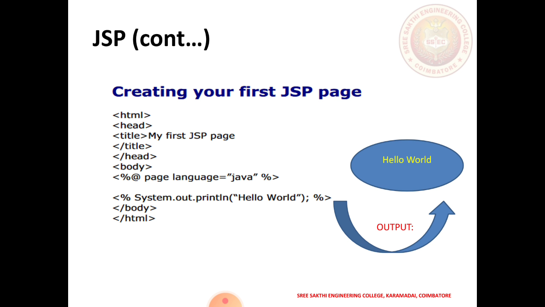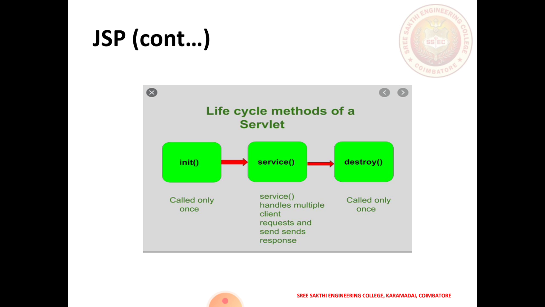This will be a simple JSP page. The JSP code is embedded inside the HTML tags, such as the HTML head, title and body tags. The JSP code is written inside the scripting tag, which is represented by the percentage symbol. Here, when the program is compiled, it displays the output as hello world.